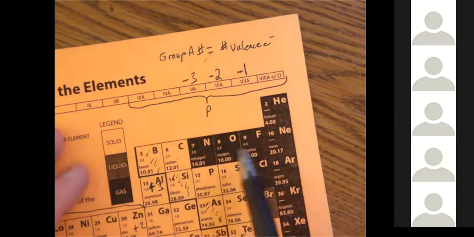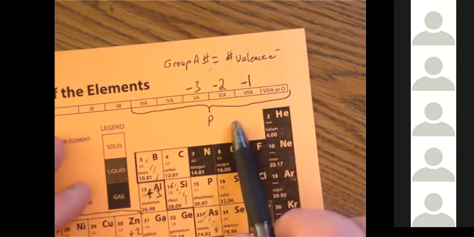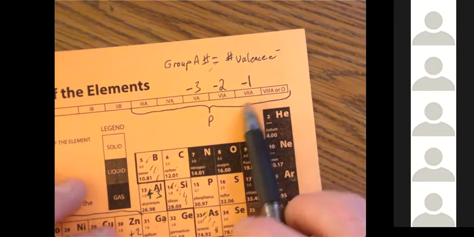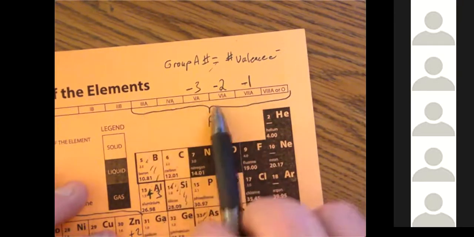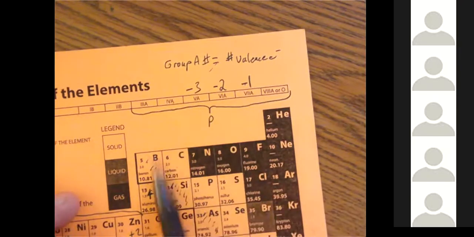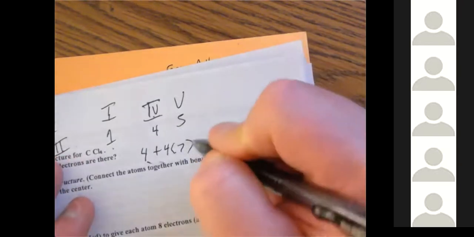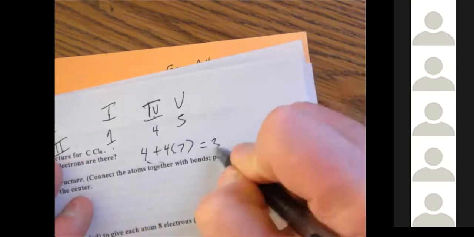You can't do any more problems in this unit if you can't read these things. So very good, 7. So keep that in mind. You won't be able to do anything else if you can't read these. So we got to get you to that point. So if it is 7, we have 4 plus 4 times 7. 4 times 7 is 28. 28 plus 4 is 32. So that's 32 valence electrons that we have to put around the structure.